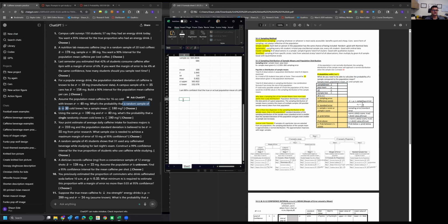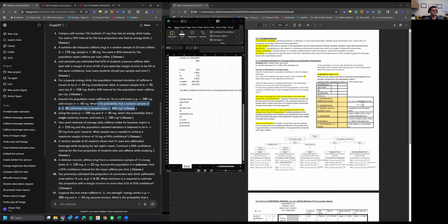So sample, population mean, standard deviation, sample size, degrees of freedom, sampling error, standard error, z-score or t-score, probability below, probability above, whatever. So we'll do that. So what does it ask for? What's the probability?